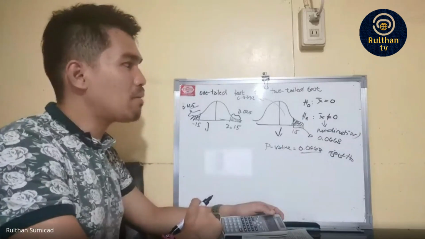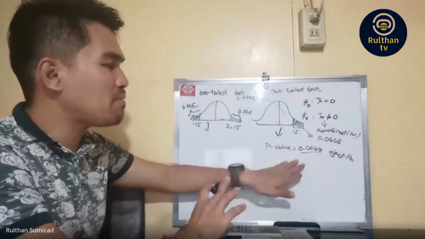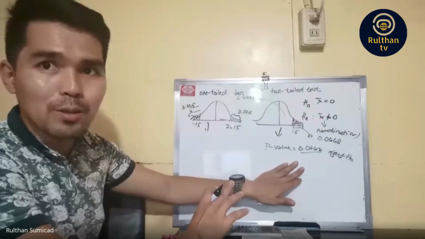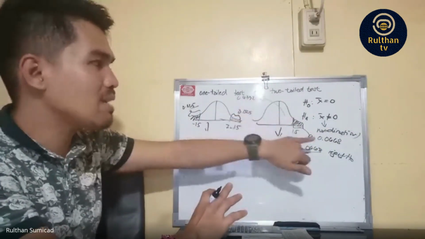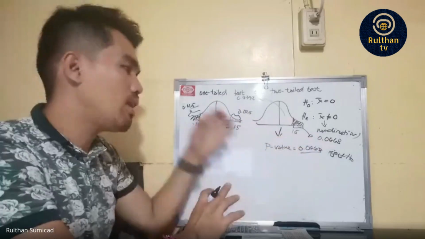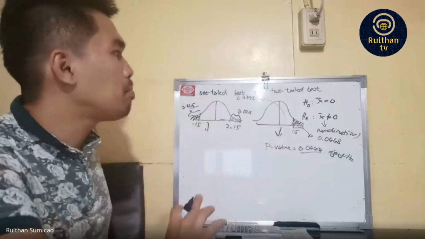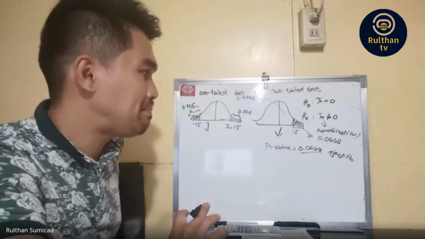Okay, because our contention here is that the p-value is less than or equal to your alpha, or at least to the p-value of the rejection region.